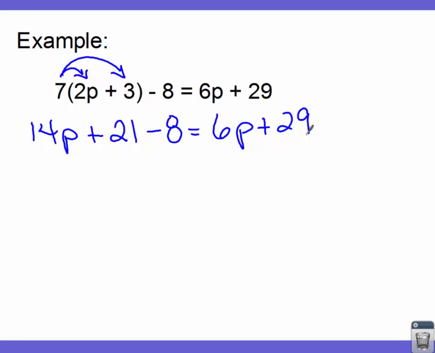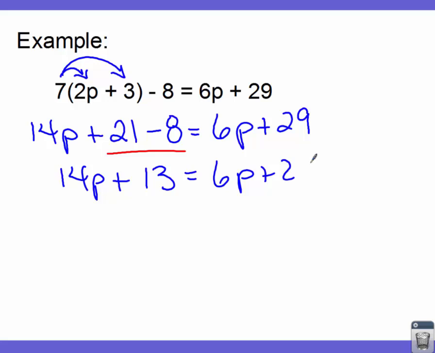Okay, so like I said early in the video, you may have to do step 1 and step 2 differently. It depends on what's there. So in this particular one, we had to distribute before we could actually combine like terms. Because you'll notice right here, this 21 and this minus 8, they can go together to simplify this. So we simplify that. So we end up with 14p plus, and now we have 21, take away 8, which gives us 13. Okay, and then equals 6p plus 29.